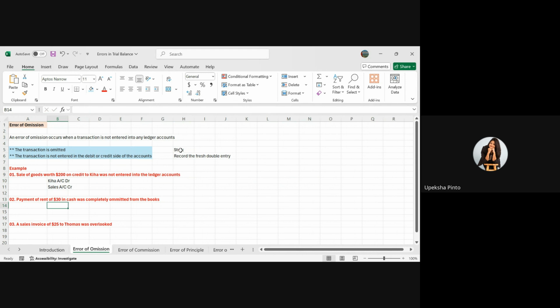Then the next one: a payment of rent of 30 in cash was completely omitted from the books. A payment for rent. Rent is an expense, so expenses are debited, rent account debit. And you're paying in cash, so an asset is falling, and an asset falling is credit. Then how do you record it? Rent account debit and cash account credit by 30. I'll write the amount also.